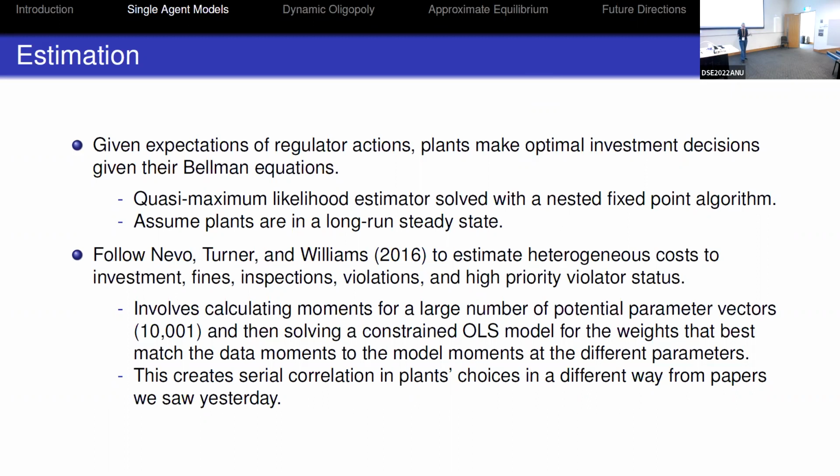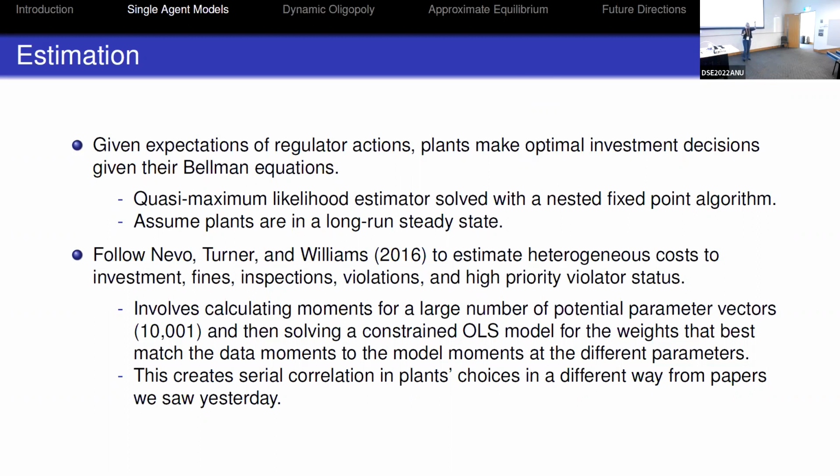What we basically do is we say, okay, we're going to guess, there's 5 coefficients we're estimating in this model. It's the 5 costs of investment, fines, violations, et cetera. And we're going to come up with 10,001 potential vectors of these coefficients. They're sort of spread over the space, right? And at each one of those 10,001 coefficient vectors, we're going to calculate a whole bunch of moments. Moments are going to be things like investment probability, serial correlation in investment probability, stuff like that.